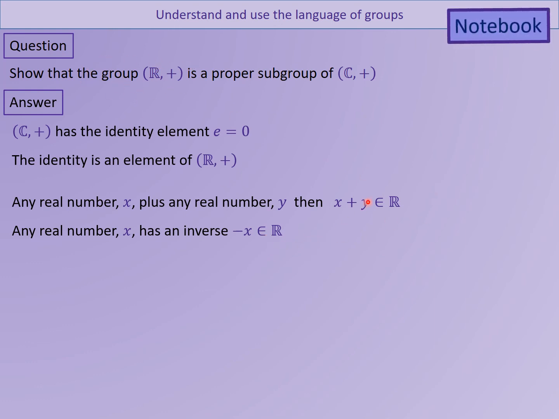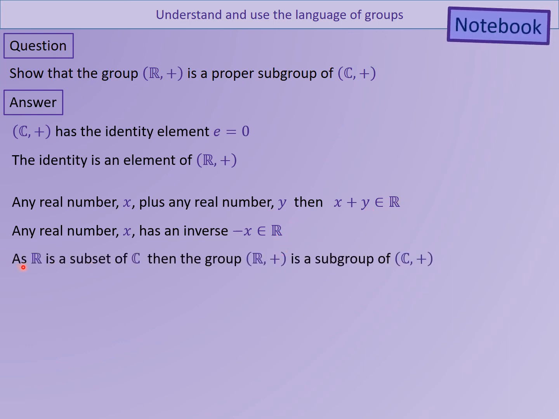But what's important is that for any of these answers that are real, they're always a subset of the complex numbers. So as R is a subset of the complex numbers, and the group R plus is definitely going to be a subgroup of the complex numbers with the binary operation of plus. Right? Because that is a subset of that, and they're both groups, then that is definitely going to be a subgroup of that.